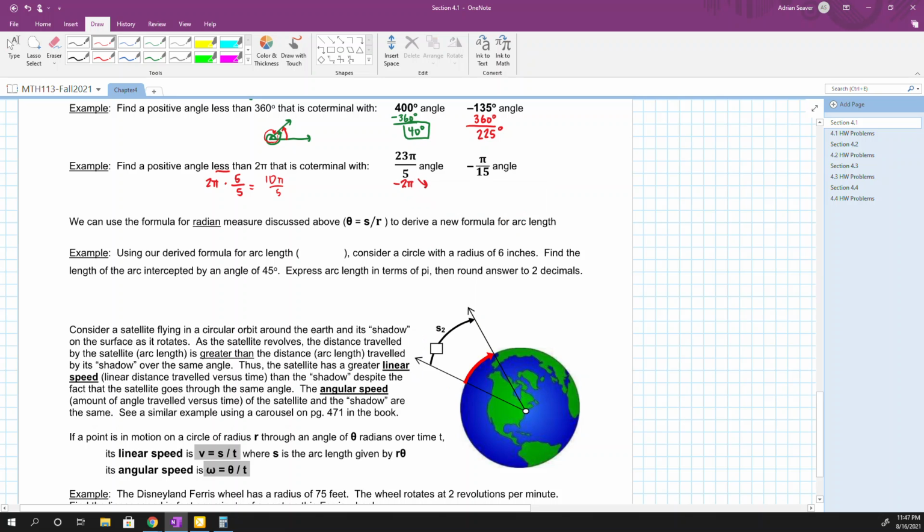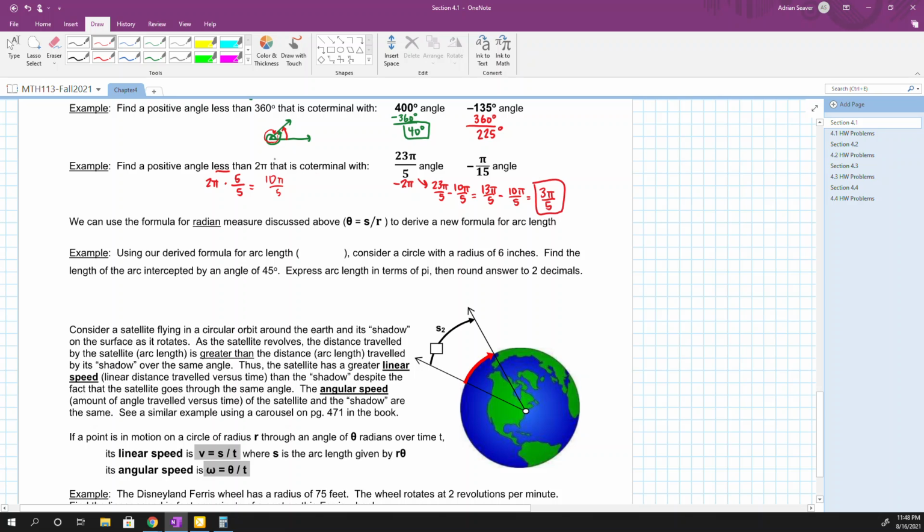Or that's really the same as saying 23 pi over 5 minus 10 pi over 5. And I would get 13 pi over 5. Well, that's still not less than 2 pi, which we said is 10 pi over 5. So I'll subtract 10 pi over 5 from that again. So we end up with 3 pi over 5. So that is a positive angle, and it is now less than 2 pi.